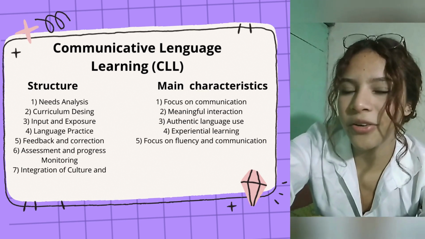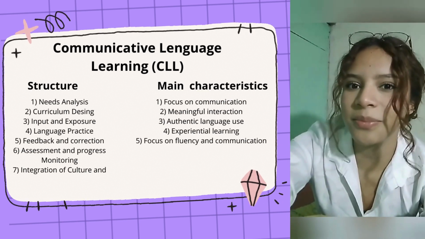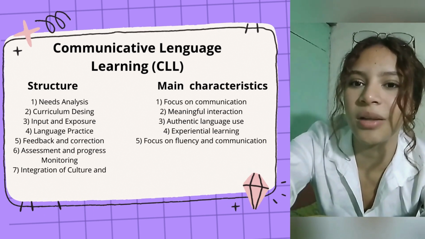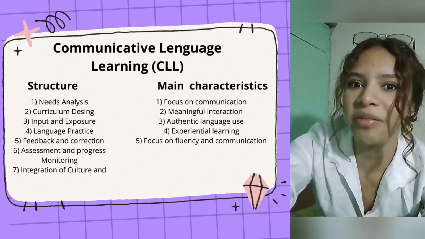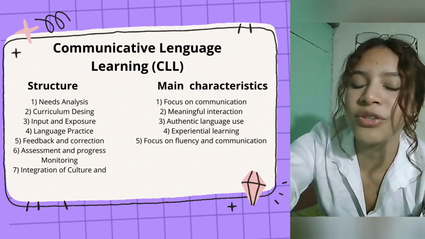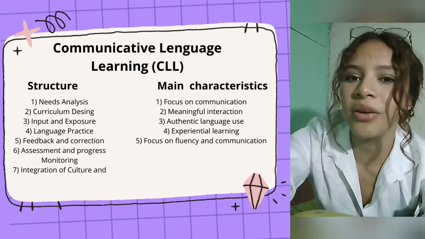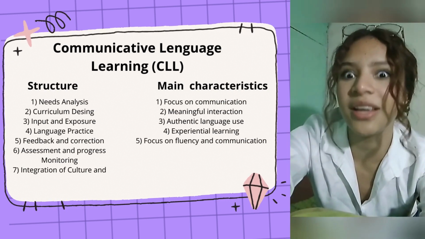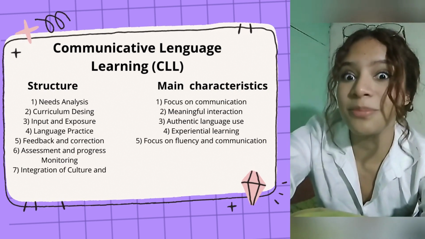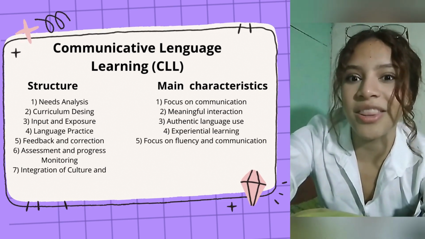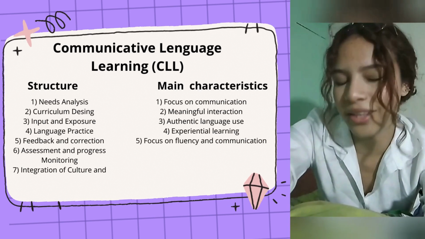The communicative language learning method is characterized by several fundamental principles that guide its pedagogical approach. These are some of the main characteristics. The first one is focus on communication. This prioritizes students' ability to communicate effectively in real-life situations. The second is meaningful interaction. This encourages active participation and deeper understanding of that language.